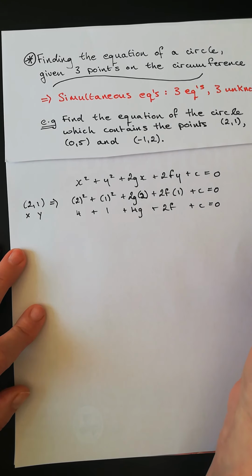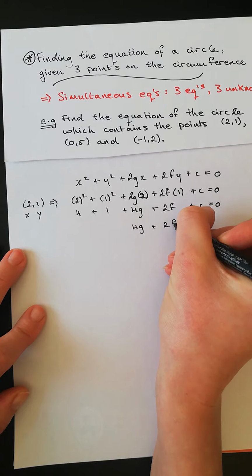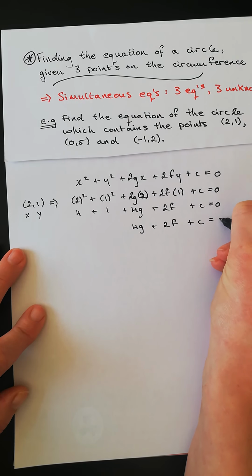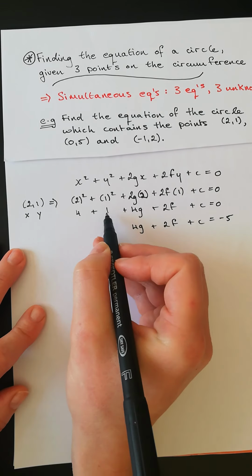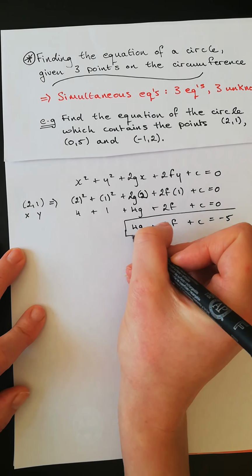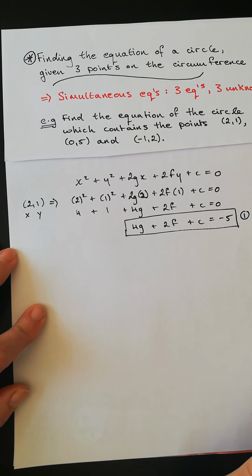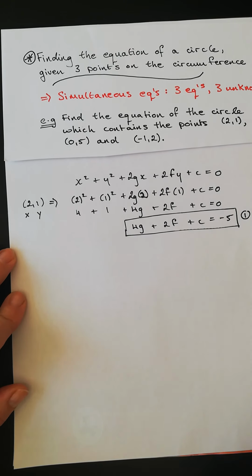And when I'm doing simultaneous equations, I like to always have my variables on the left-hand side of the equation and my constants over there on the right. So 4 plus 1 is 5, and when I subtract that from both sides, I get negative 5 over there on the right-hand side. This here now is my first equation in g, f and c.